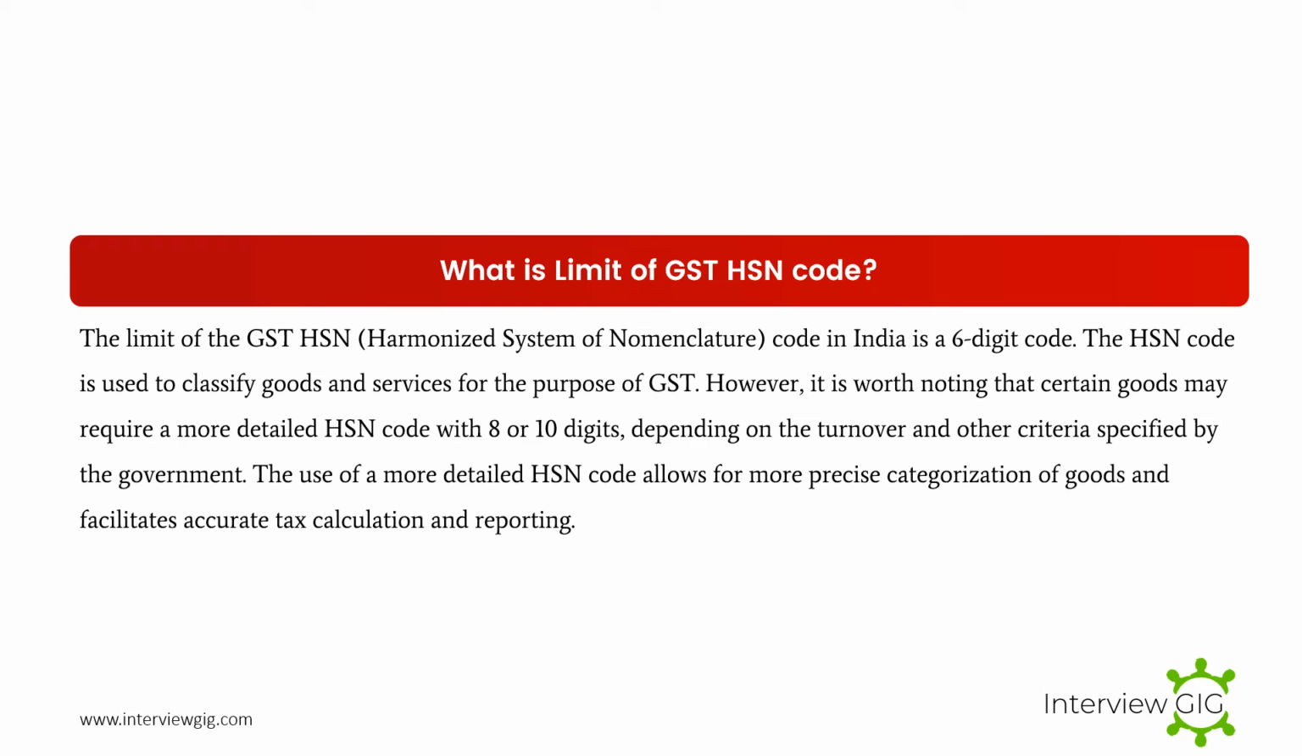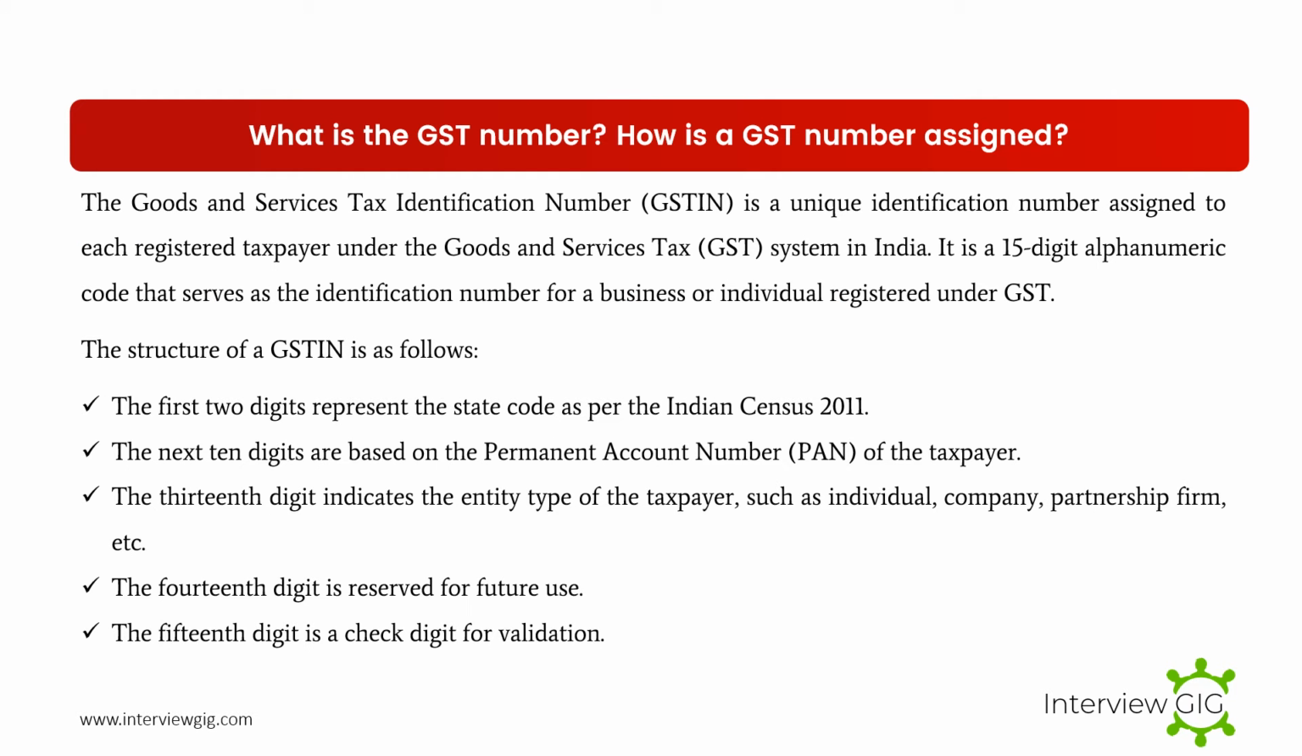What is the limit of GST HSN code? The limit of the GST HSN, Harmonized System of Nomenclature, code in India is a 6-digit code. The HSN code is used to classify goods and services for the purpose of GST. However, it is worth noting that certain goods may require a more detailed HSN code with 8 or 10 digits, depending on the turnover and other criteria specified by the government. The use of a more detailed HSN code allows for more precise categorization of goods and facilitates accurate tax calculation and reporting.